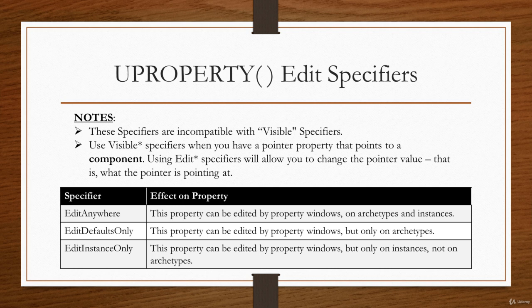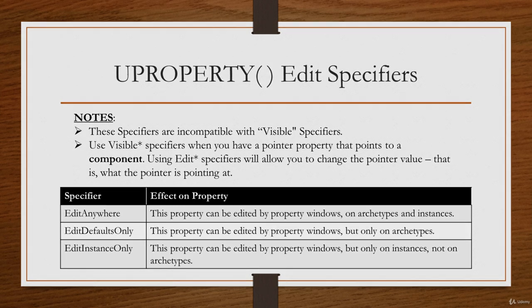The basic rule of thumb is to use visible specifiers when you use a pointer property that points to a component, as we've seen in the previous video. That's why I used VisibleAnywhere. If you use these edit specifiers, this will allow you to change the pointer value, basically what the pointer is pointing at. This can cause all kinds of problems. So the basic rule of thumb is to use visible specifiers when you use a pointer property that points to a component.